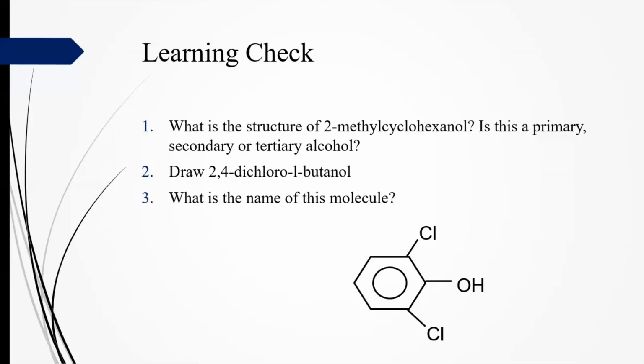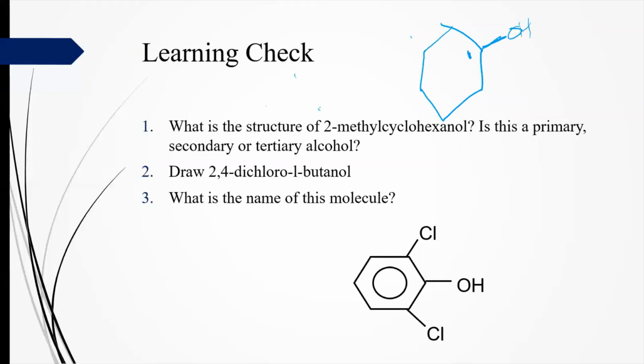Hexanol is 6, so 1, 2, 3, 4, 5, 6. We have a methyl, so that should be 1, 2. And then we have an, oh, sorry, I drew a hexanol. I didn't draw a cyclohexanol. Let's start over. So 1, 2, 3, 4, 5, 6. Not sure why this is so hard today. There we go.